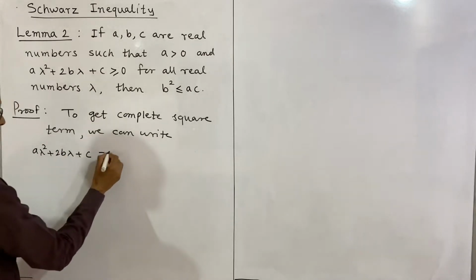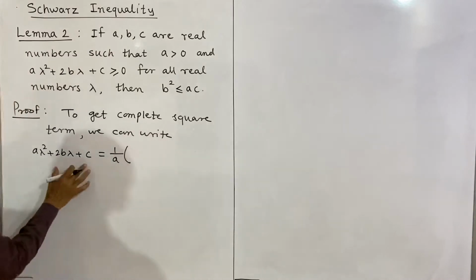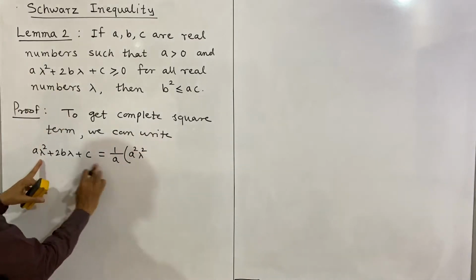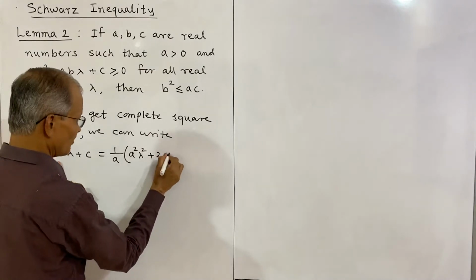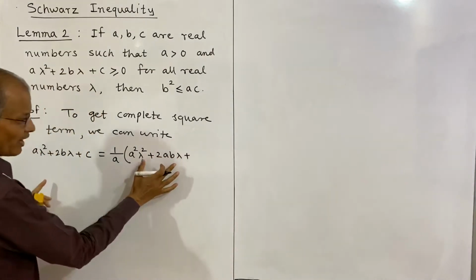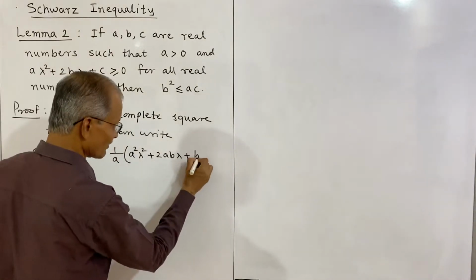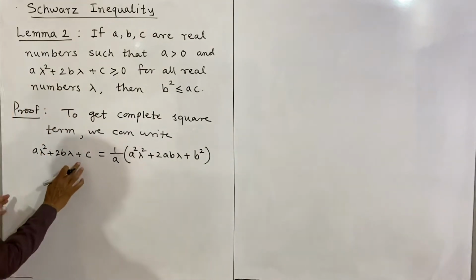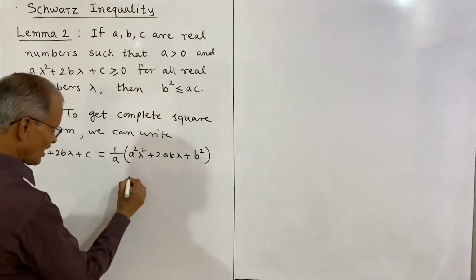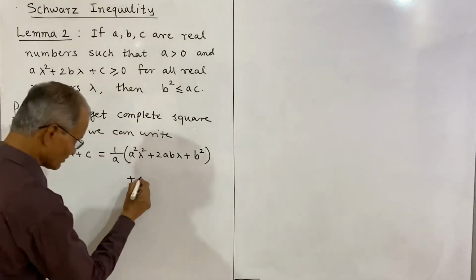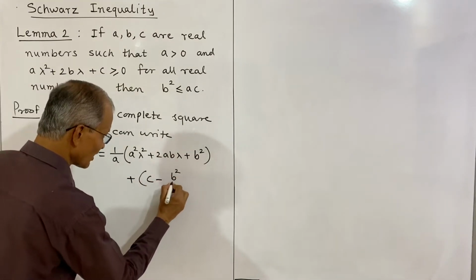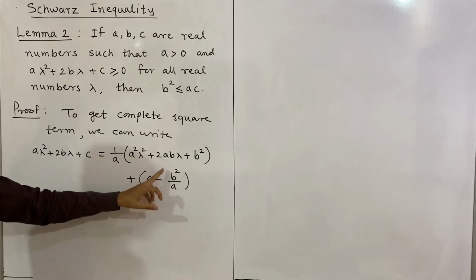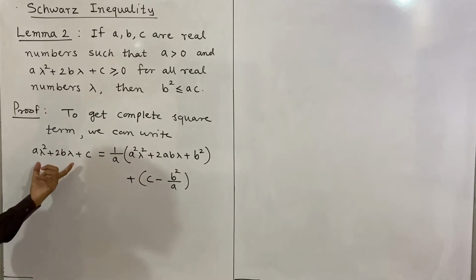This is equal to, we divide and multiply by A inside this expression, and this will be A square lambda square plus 2AB lambda, and C. To make it a perfect square we should add the term B square, and since we have added B square, which was not there, we have to subtract this term, and C is there, so I shall write C minus B square upon A. We have not changed the value; we have only added B square upon A and subtracted B square upon A in this expression, so as to complete the square.